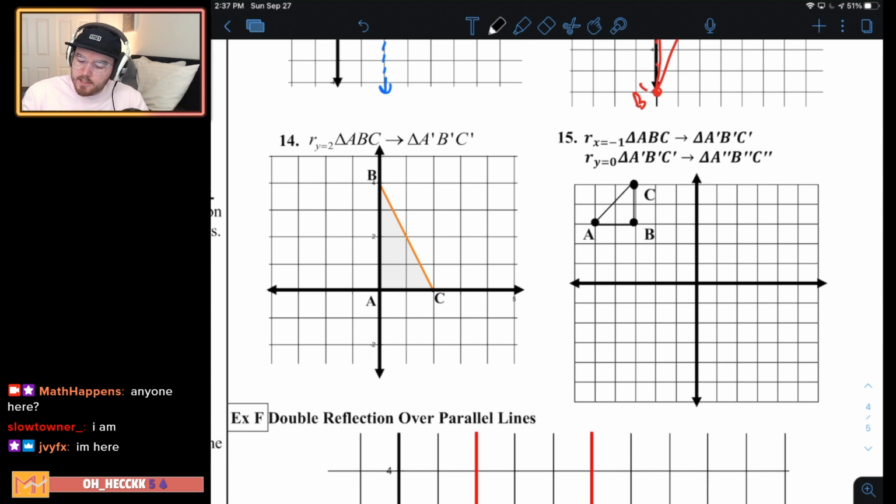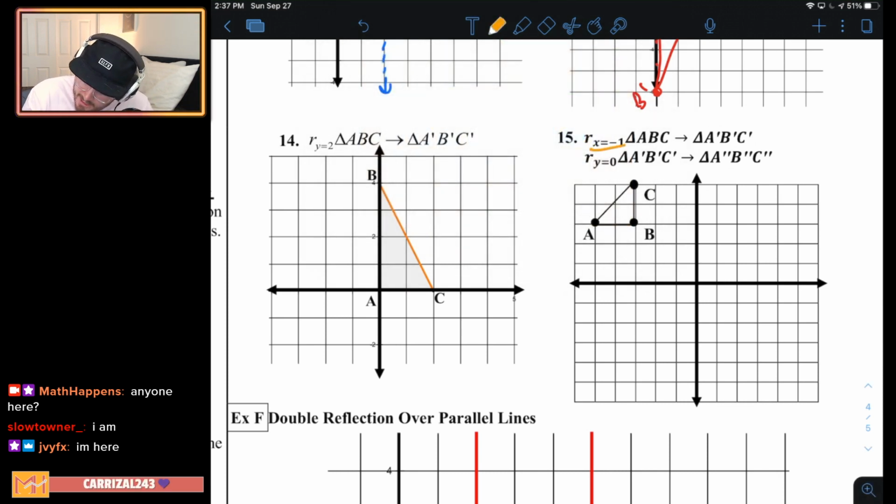Let's look at this notation here. What is this saying? It's saying take this pre-image and reflect it to become that image. But then what's the follow-up step? It says reflect this image and create another new image. We're doing 2 reflections.